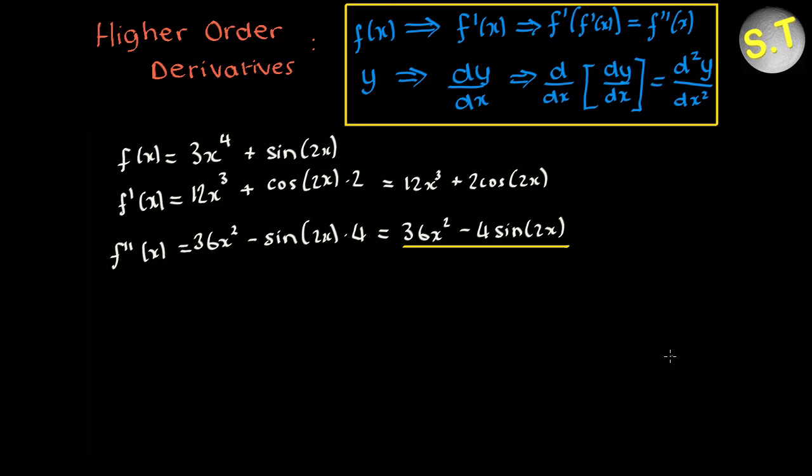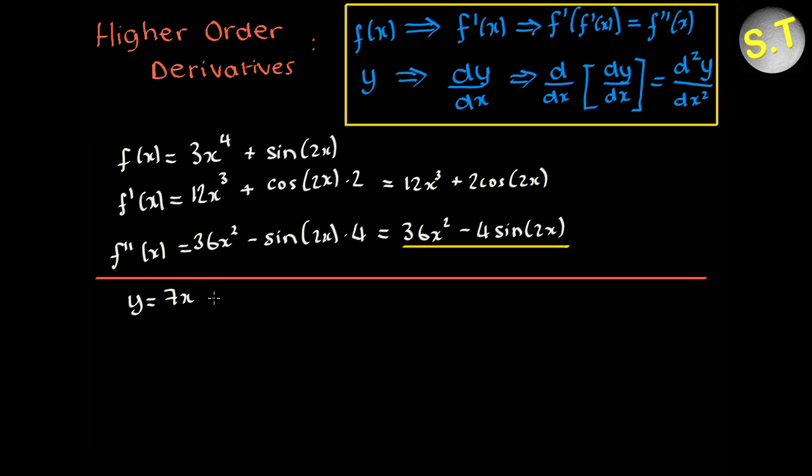And with trigonometric functions, we could keep going on forever and ever. So let's look at another example. In this example, I'm going to switch the notation up just to increase familiarity. So in example 2, we have y equals 7x plus x e to the 2x.